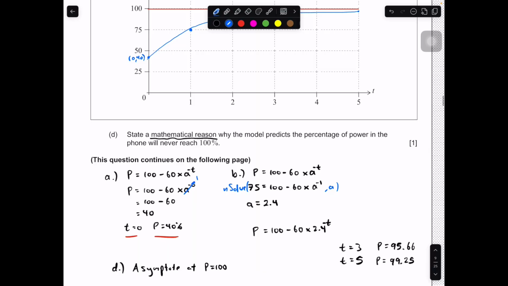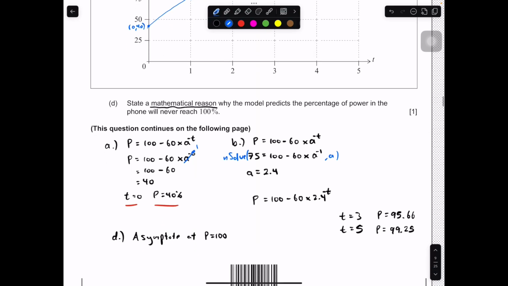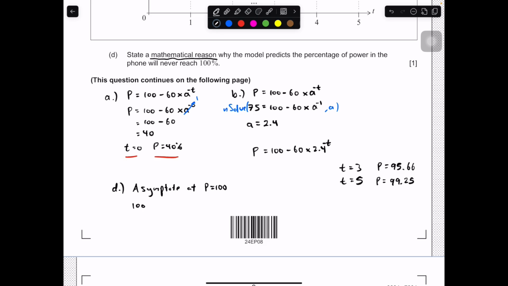So why do we never reach 100? Because we are subtracting some positive value. Something like this. 100 minus a positive value. So non-zero value, essentially, cannot equal 100. Alright. Just one mark. Okay. Alright, let's go on.